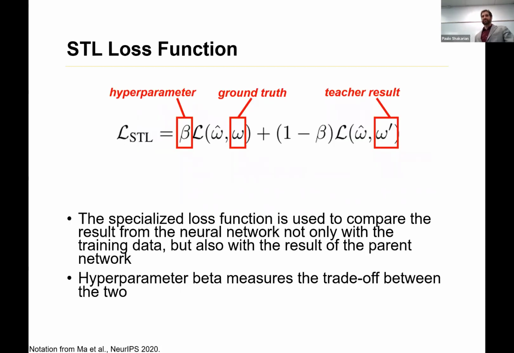So what does that loss function look like? Well, you have this hyperparameter beta, and the first part, with the L between omega hat and omega, compares the output sequences with the ground truth, where 1 minus beta is multiplied by a distance function that compares the output of the network to the teacher result, which is the modified sequence from the last iteration. So how close is it to a sequence that is guaranteed to meet the spec?